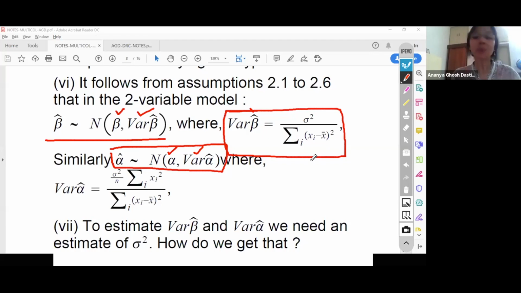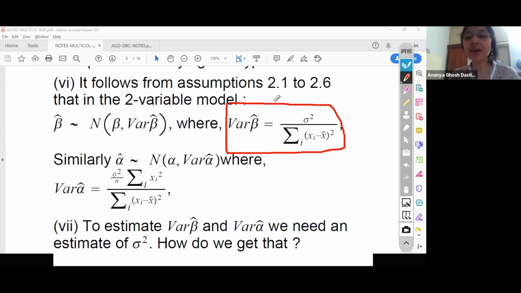Okay. What is sigma square? Sigma square is the error variance. Do I know that? No, I don't know that. Which means I don't know the variance of beta hat. The variance of beta hat is a function of sigma square. Similarly, the variance of alpha hat is also a function of sigma square. So let me just delete all this. Just look at the variance of beta hat. It is a function of sigma square, which is an unknown, and these are of course known.